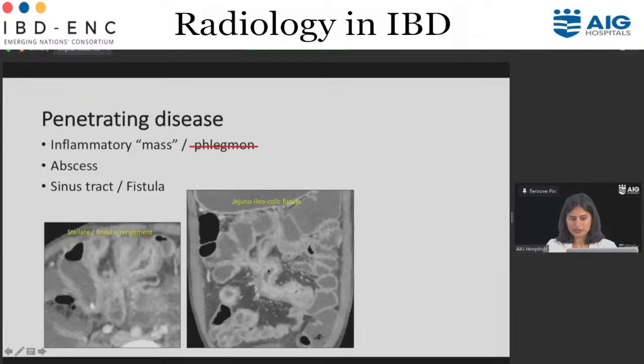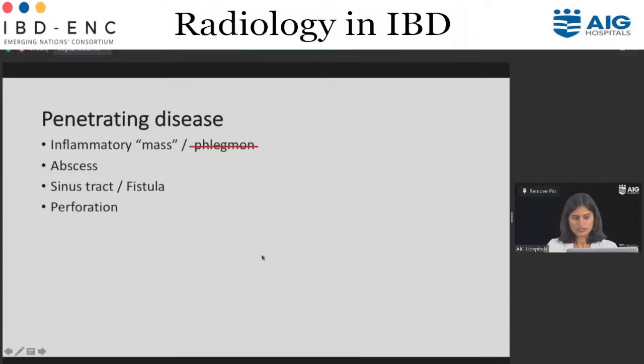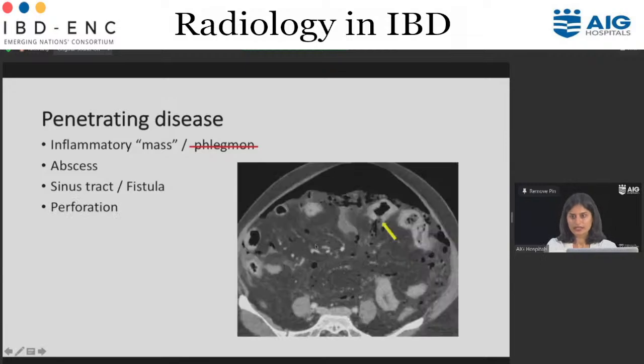This is the same patient clearly demonstrating a fistula tract on the coronal image between the transverse colon, ileum and jejunum. So it's a jejuno-ileocolic fistula and without an associated collection. And rarely we do see this scenario.